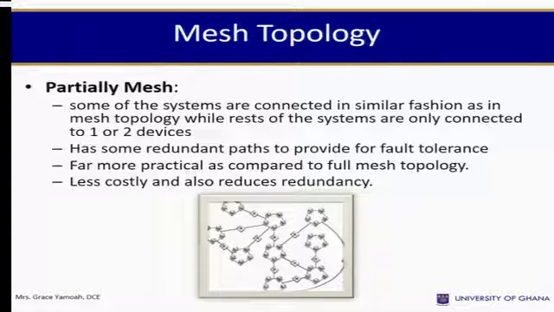Partially meshed: some of the systems are connected in similar fashion as in mesh topology, while the rest of the systems are only connected to one or two devices. It has some redundant paths to provide for fault tolerance, is far more practical as compared to full mesh topology, less costly, and also reduces redundancy.